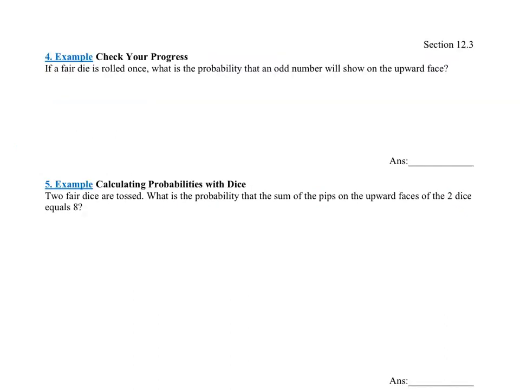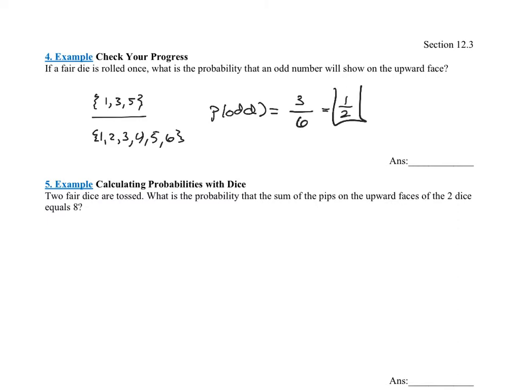If a fair die is rolled once, what is the probability that an odd number will show on an upward face? Okay, so what are the odd faces? Well, the odd faces are 1, 3, and 5. Then think about the total number of faces. Well, that would be 1 through 6. So, what's the probability that it's odd? Well, it's the number of ways to get what you want, there's 3 odd numbers, over the total number of ways, there's 6 total. Simplifying that, the probability of getting an odd number by rolling a fair die once is 1/2.